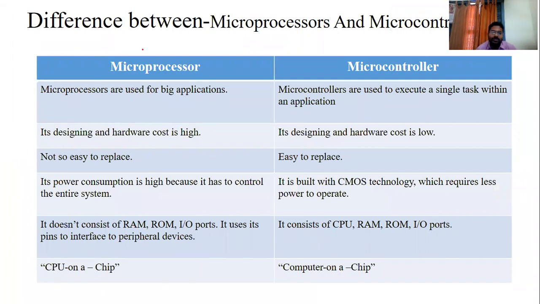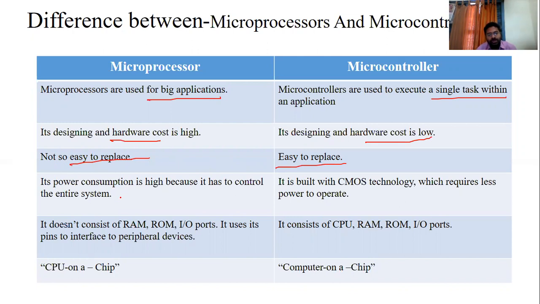What is the difference between microprocessor and microcontrollers? Microprocessors are very much used for big applications, but the microcontroller is used for single task applications. As I said, the cost of a microprocessor is around 3 to 5,000 and above, but the microcontroller is available nowadays for around 100 rupees. Because the hardware is very costly, it is not easy to replace, but the microcontroller is easy to replace because of so many factors. The main thing is cost.